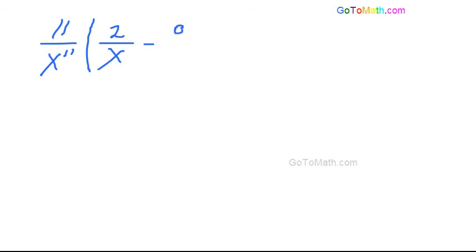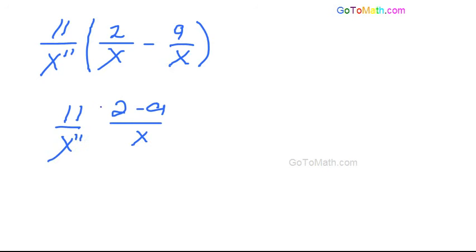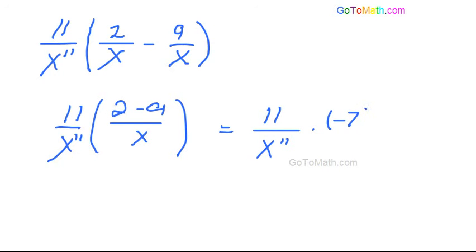Well, good news is we have a common denominator. So we just add the numerators. Right, and then multiply that result by 11 over x to the 11th, let's say. So this becomes 11 over x to the 11th times, and what do we got? We got 2 minus 9 is negative 7. I'm going to put that in parentheses.